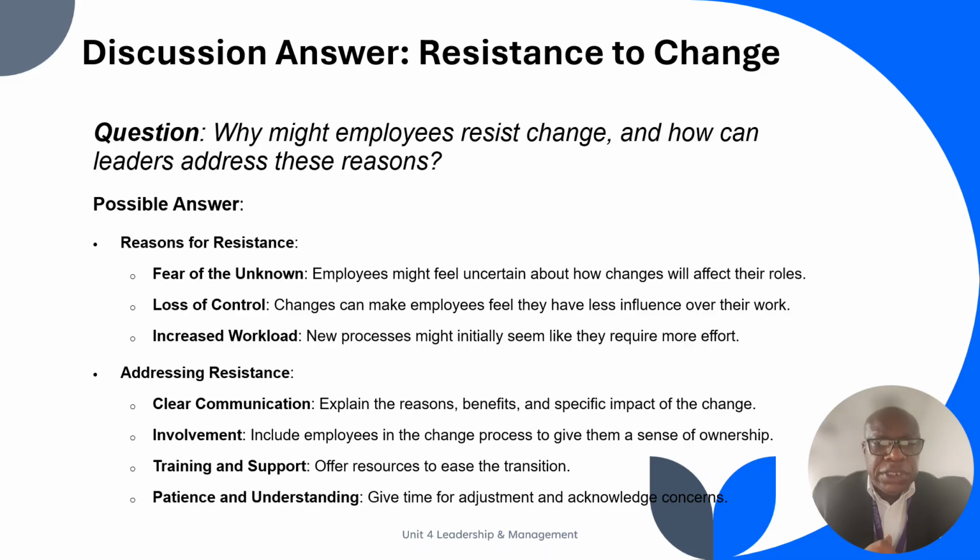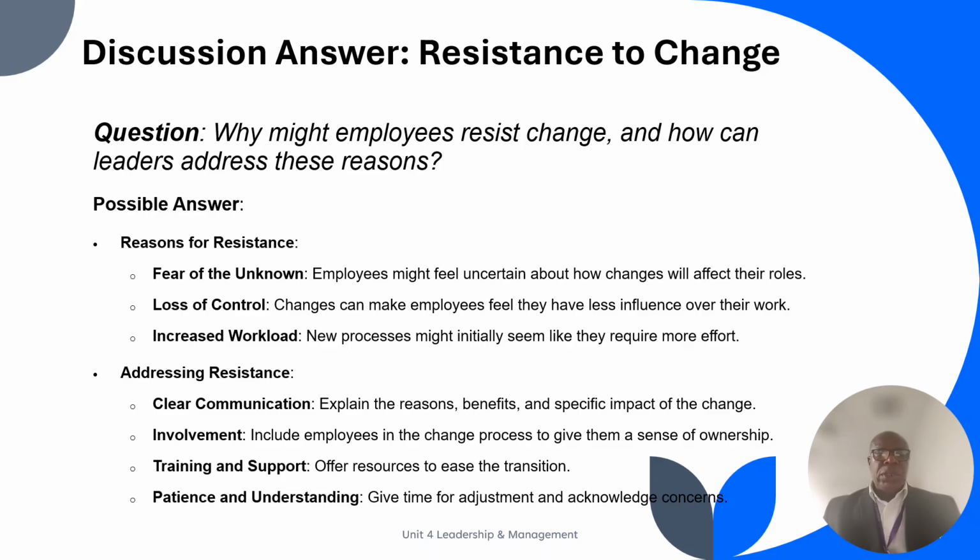Changes can make employees feel they have less influence over their work, and also increased workload. New processes might initially seem like they require more effort, and so it makes people want to resist change because they think that change might mean them working very hard, okay, or working long hours or putting more effort. So these are just the reasons why people might want to resist change.